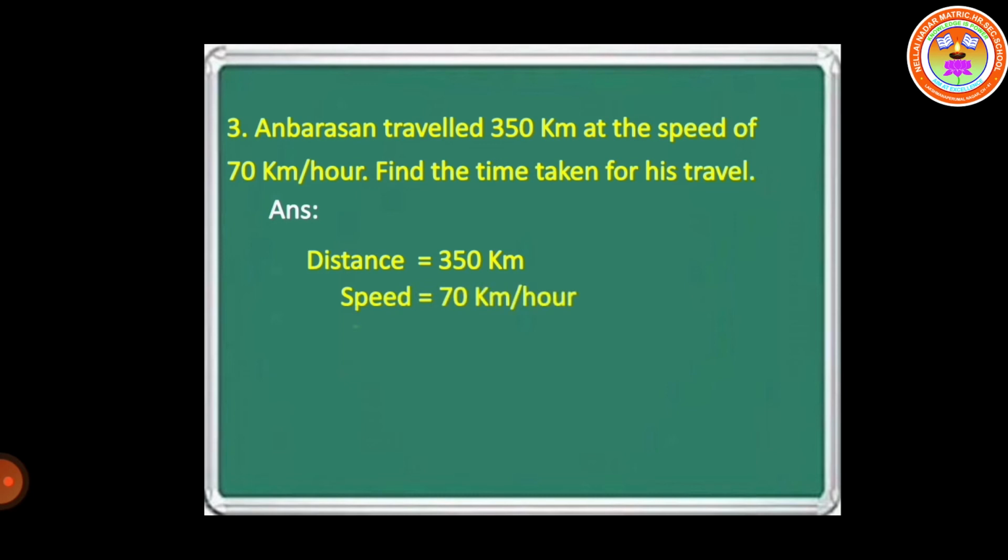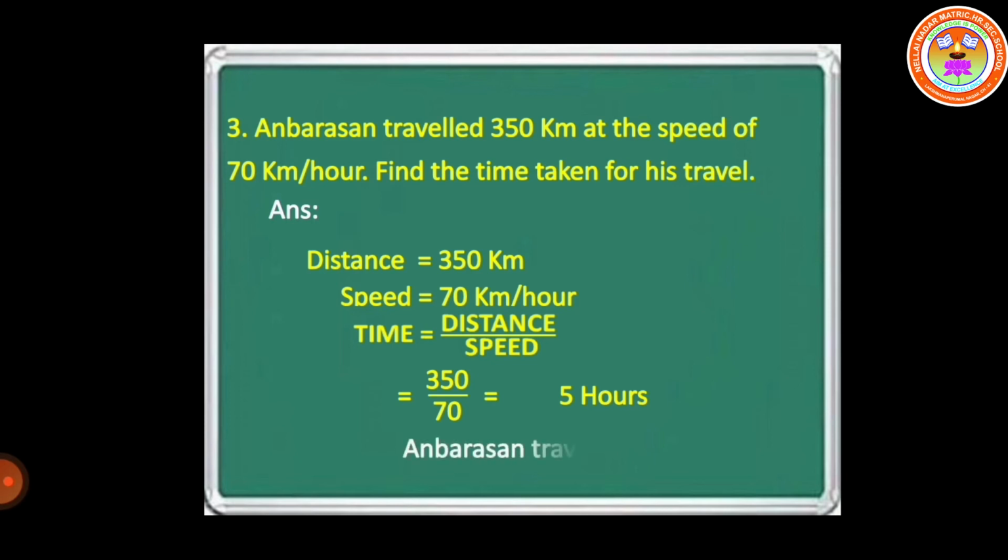What we have to find? Time. What is the relation? Distance by speed. Substitute the values. Distance 350, speed 70. So when we are dividing, we will get 5 hours. So Anbarasan traveled 5 hours.